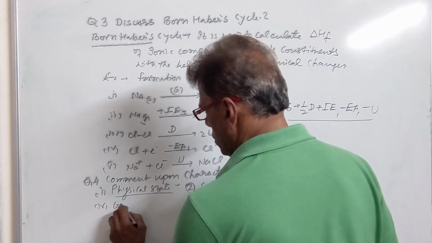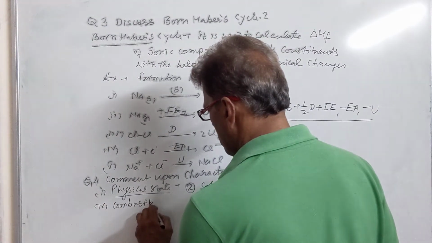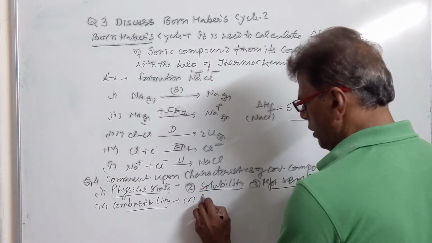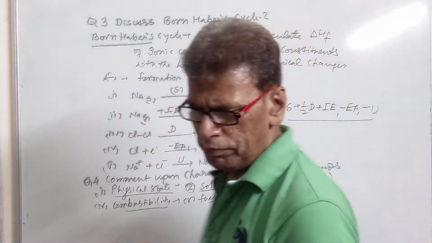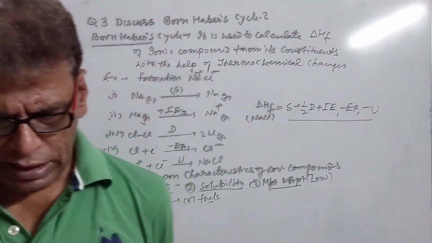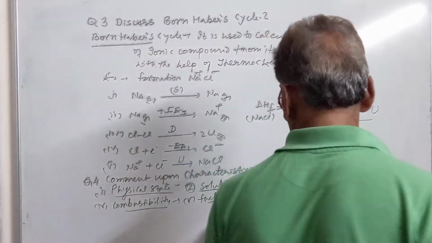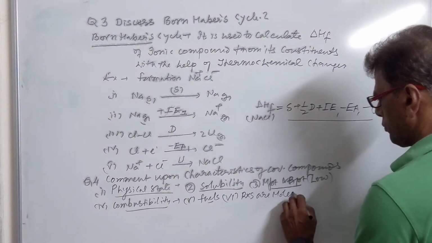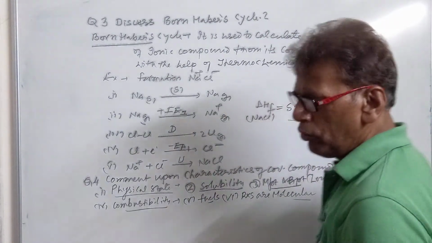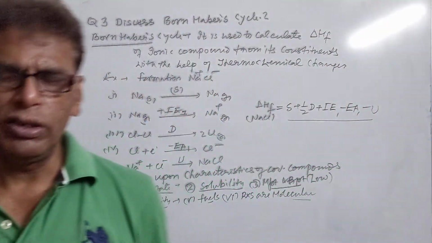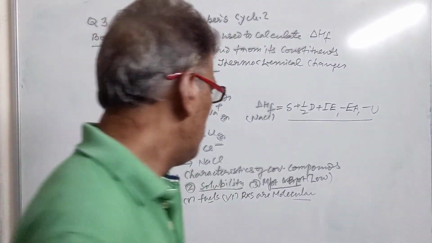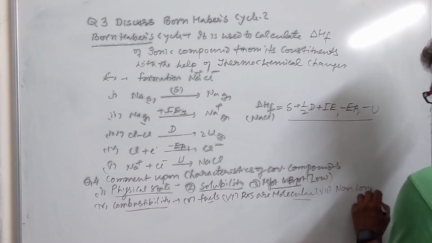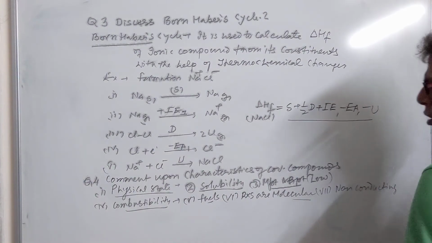Fourth, combustibility. They have high combustibility due to the high percentage of carbon in them. So they are used as fuel in most industrial and domestic purposes. Nature of the reactions: the reactions are molecular in nature. Molecules take part in the reaction. Their solutions are non-conducting, because they do not produce ions. That's why they do not conduct.